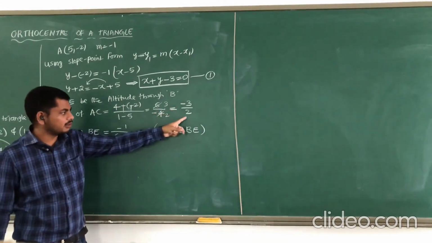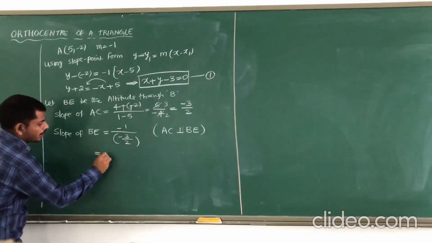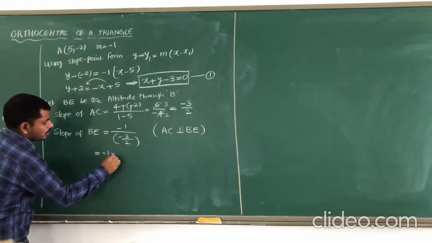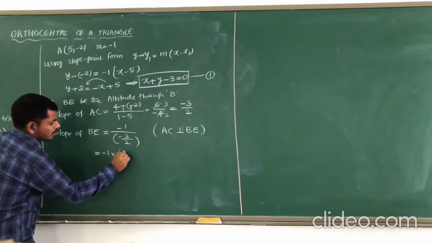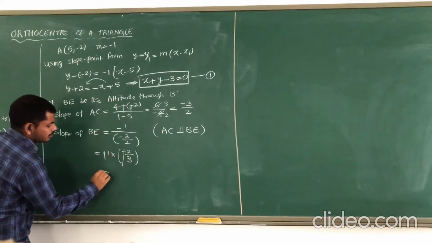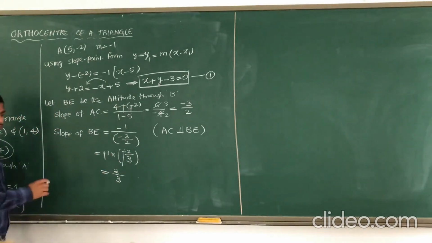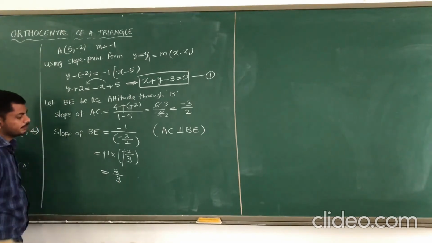Here m is equal to minus 3 by 2. Minus 1 by minus 3 by 2 is minus 1 into the reciprocal of this denominator, that is minus 2 by 3. Here minus into minus plus is equal to 2 by 3. Now slope of BE is equal to 2 by 3.